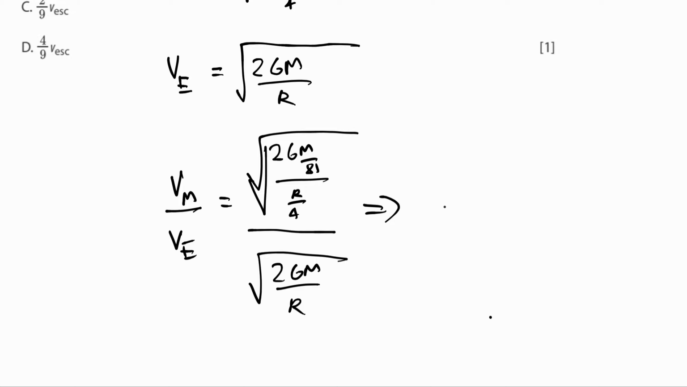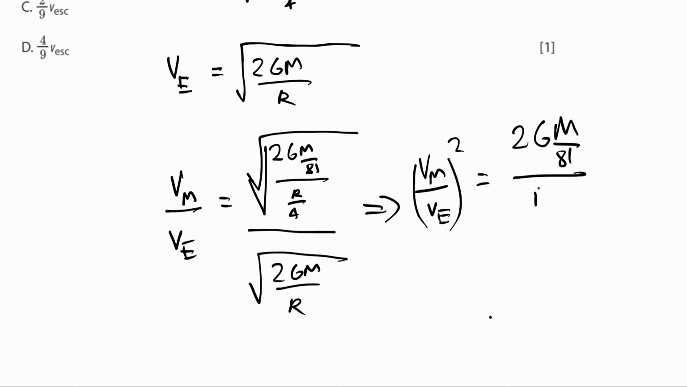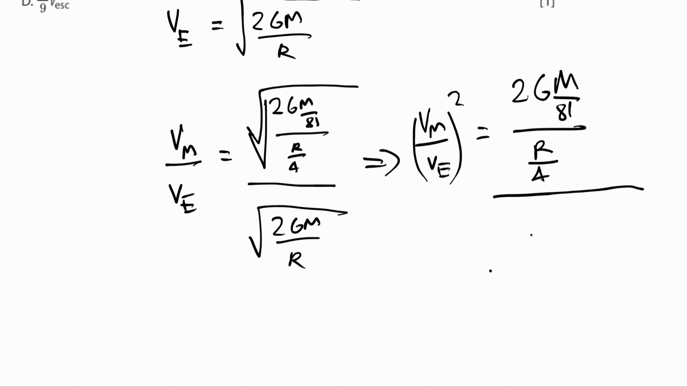Let's then rewrite this, right? We can square both sides. We get Vm over Ve whole square is equal to 2GM over 81 divided by R over 4, divided by 2GM over R. This is actually a complex fraction, so let's work this individually and combine them at the end.